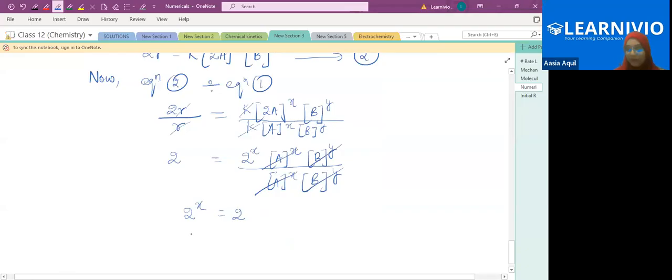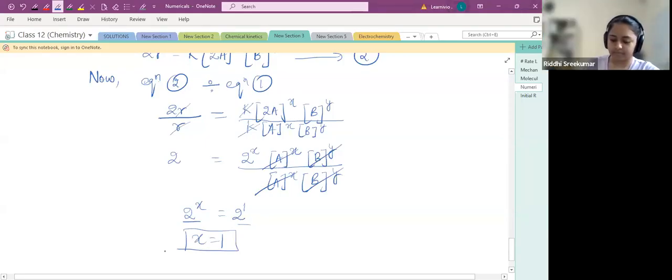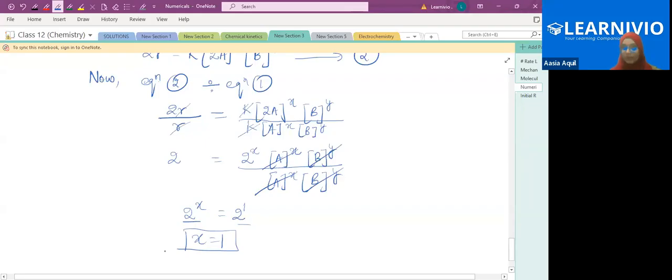2 raised to the power 1. And we know that according to the exponential rule, when the base is the same, you can equate the powers. x is equal to 1. Okay? So the order with respect to concentration of A is 1. We have found x, the order with respect to A.